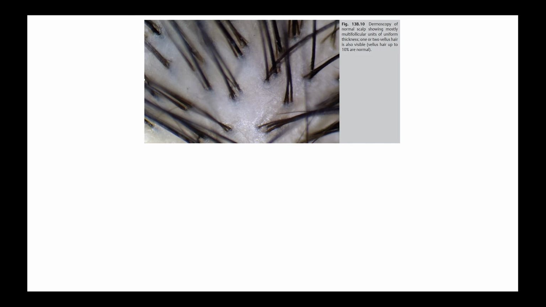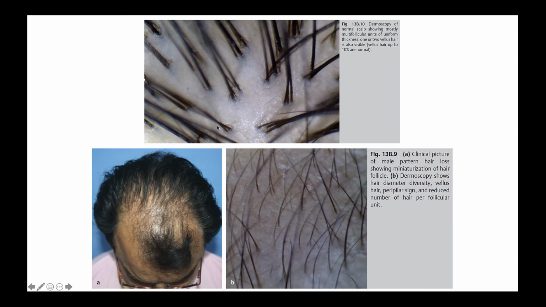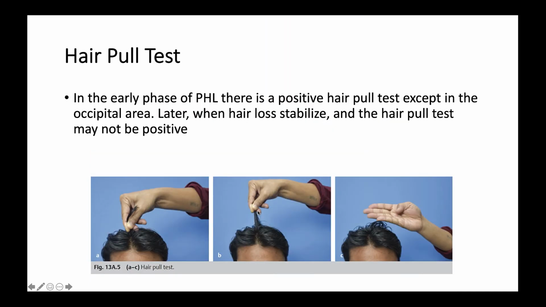This is the normal scalp dermoscopy picture. These are good thickness and multifollicular units are present, and that's how the picture is. This is the picture of AGA having the miniaturized hair. Variable thickness of hair means an isotrichosis.